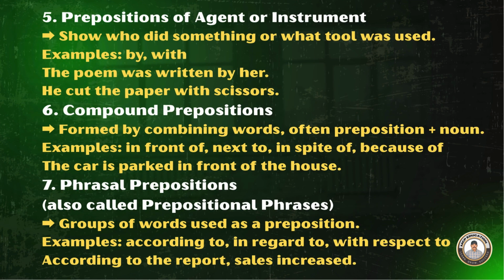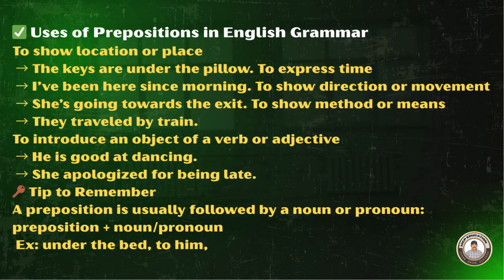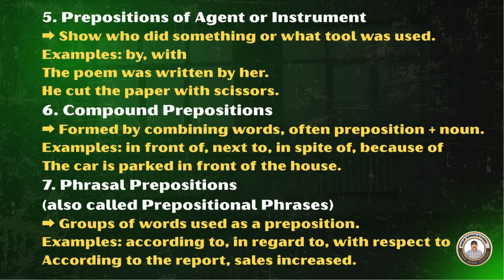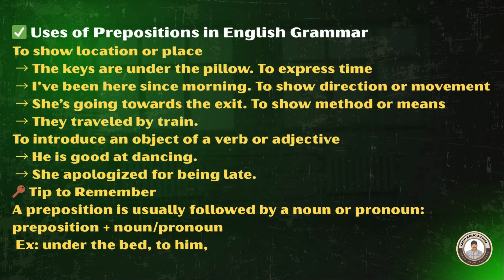To show direction or movement: She's going towards the exit. To show method or means: They traveled by train. To introduce an object of a verb or adjective: He is good at dancing. She apologized for being late.